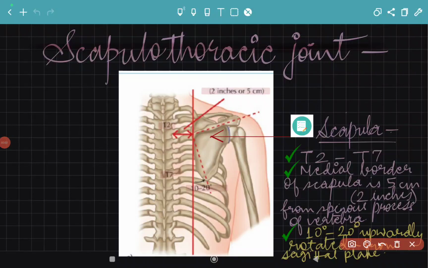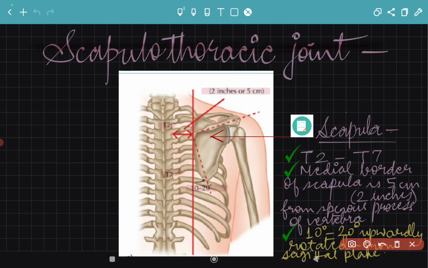Let's discuss the scapulothoracic joint, which also forms part of the shoulder complex. So let's first consider the scapula. We know that ideally the scapula lies between the T2 to T7 vertebrae. And another thing is that the medial border of the scapula is at a distance from the spinous process of the vertebra, that is, 5 centimeters or 2 inches.